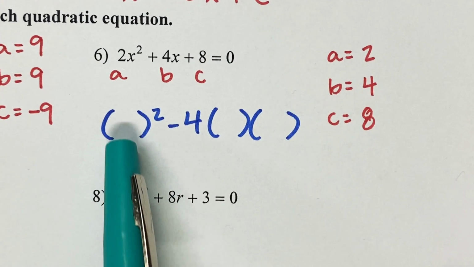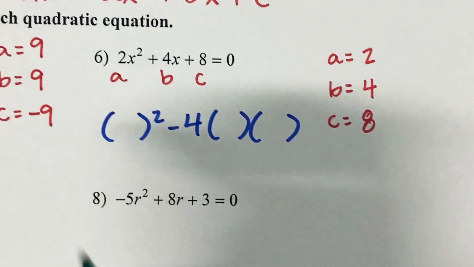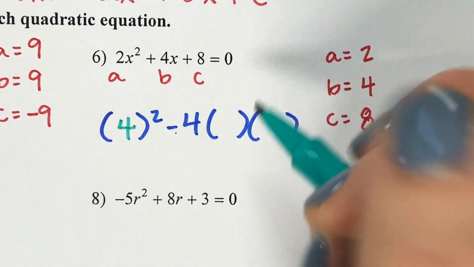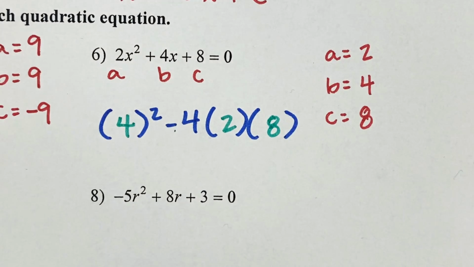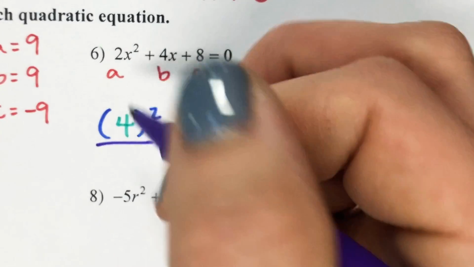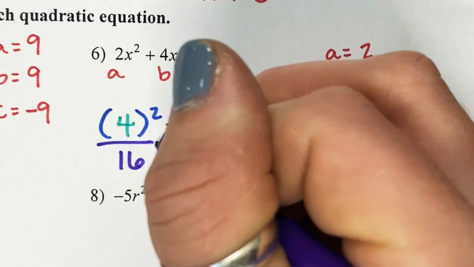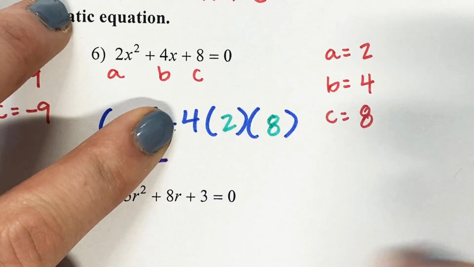Okay, so let's go ahead and plug it in. So b squared, so my b is 4, minus 4 times a, my a is 2, times c, which is 8. Okay, so we're going to solve this in pieces. 4 squared, or 4 times 4, is going to give me 16. Okay, I'm going to subtract the next piece, which is 4 times 2 times 8.